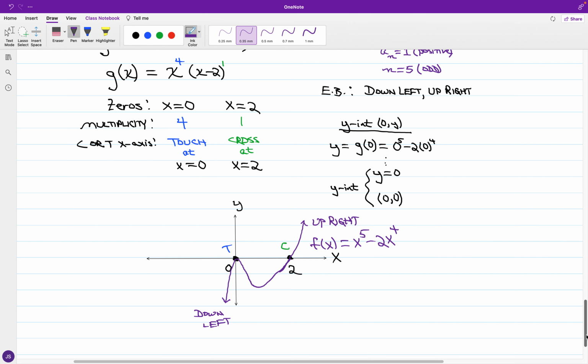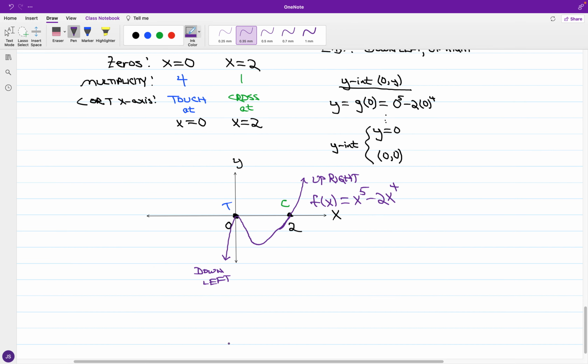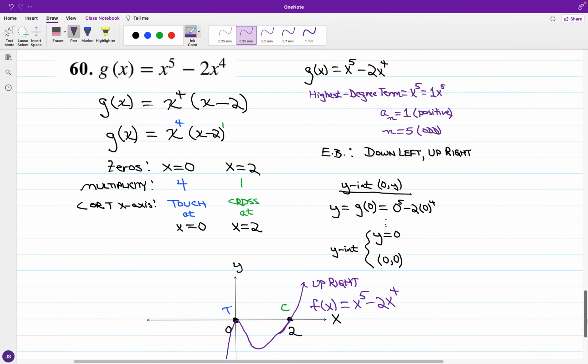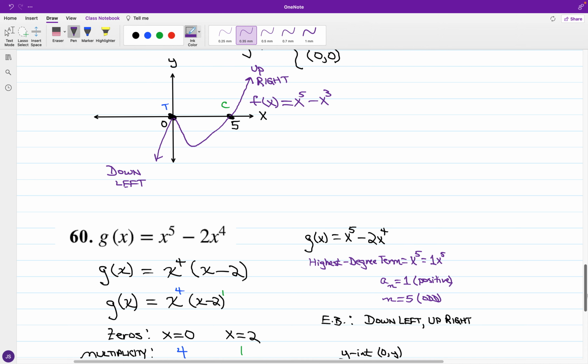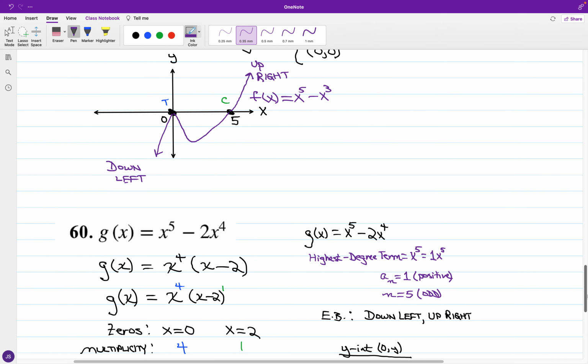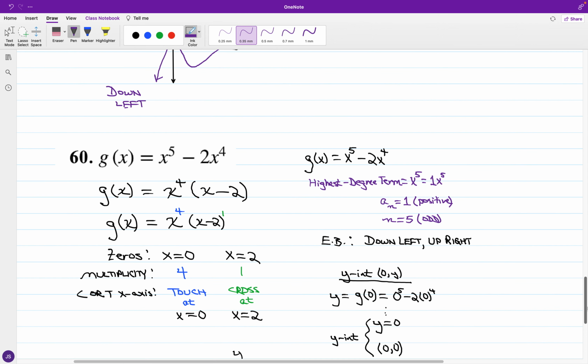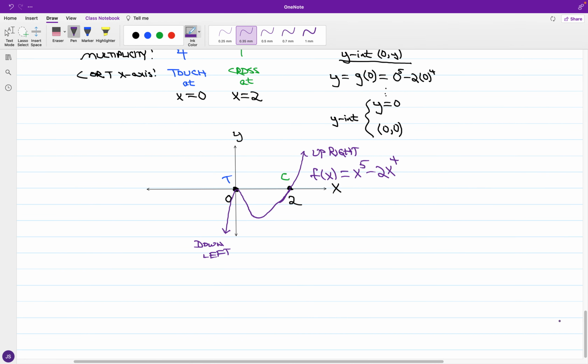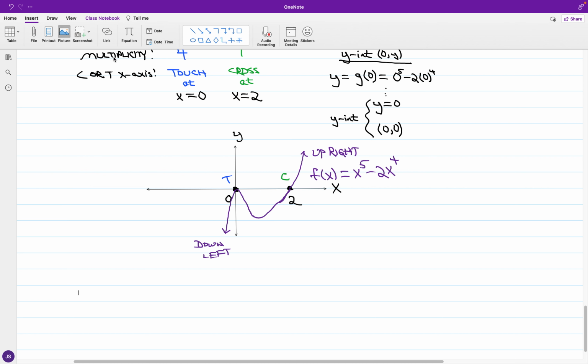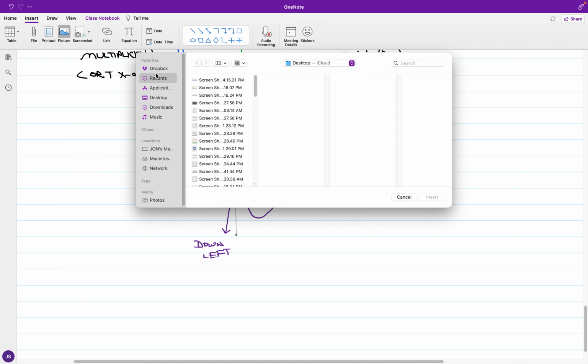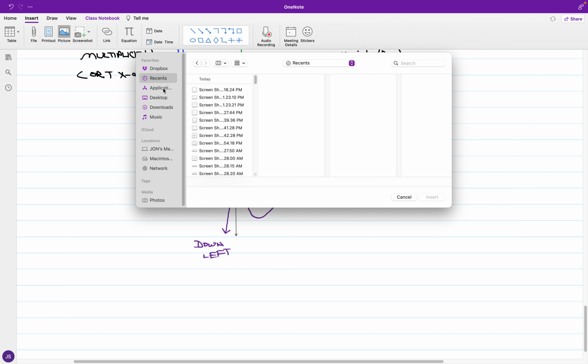Okay, so there's a lot of similarity between the behavior of the graphs in numbers 59 and 60. You had the same end behavior, 2 zeros: first you have to touch, and the second to last you have to cross. And now for the next one, you're going to have a change up in terms of the behavior.